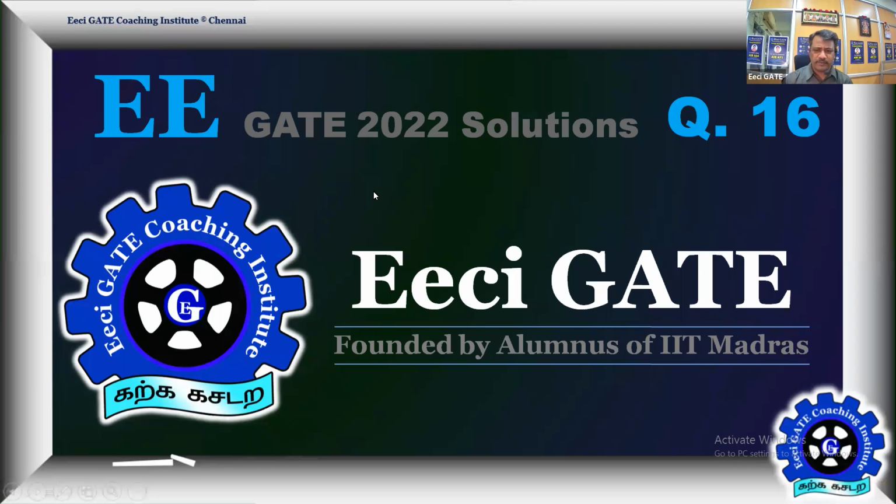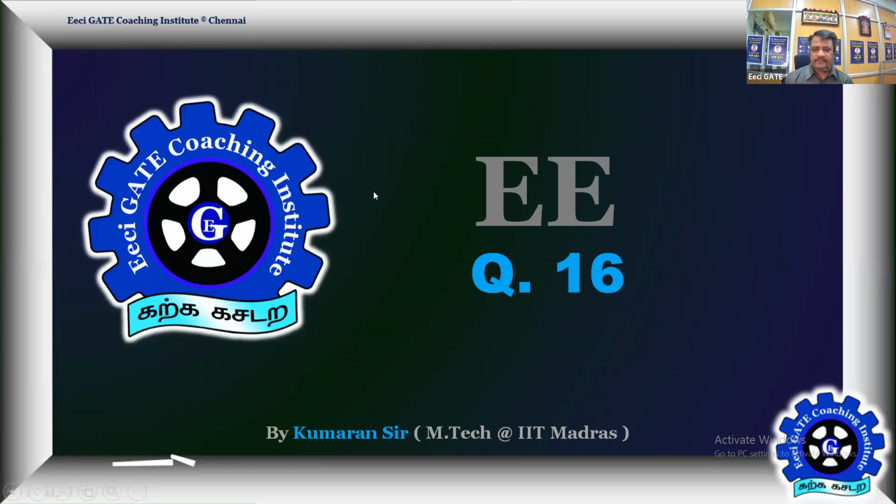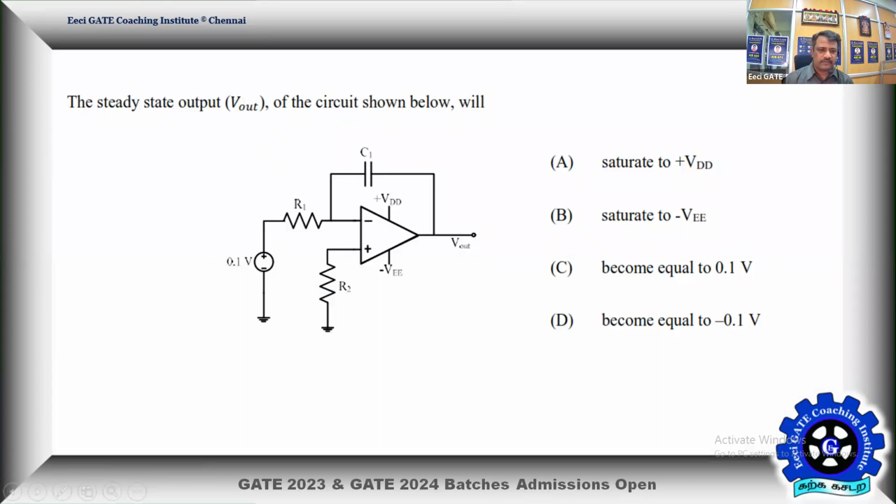So, first problem to begin. That's from analog electronics. An operational amplifier circuit is given. The problem is: the steady state output V out of the circuit shown below will be? Options are given as saturated to plus VDD, minus VEE, or equal to plus 0.1, or equal to minus 0.1. Values are not given for R1, R2 and the capacitor as well. So how can we play with this?